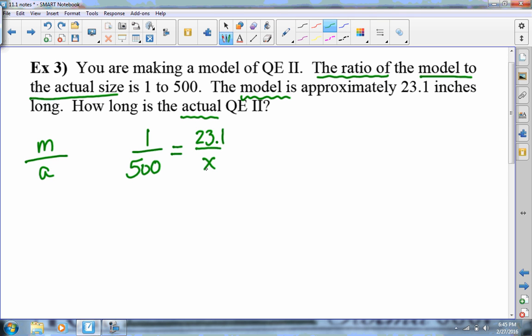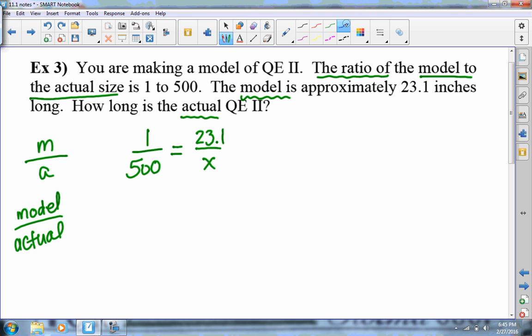So writing this proportion is the tricky part here in the word problem. But look for that sentence where it tells you how you can write your ratio. And use little variables over here, or write it out in words if you need to. You can write model over the actual. So that way you know what order to set your ratios or your fractions up in.